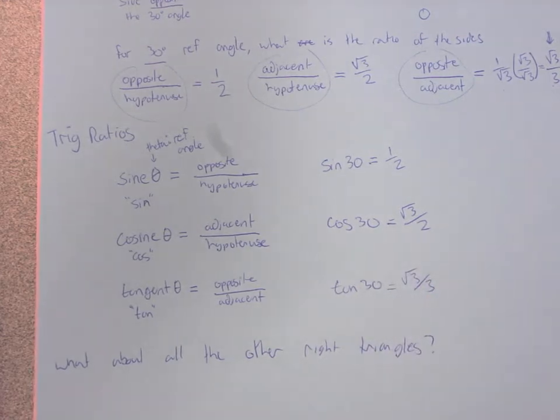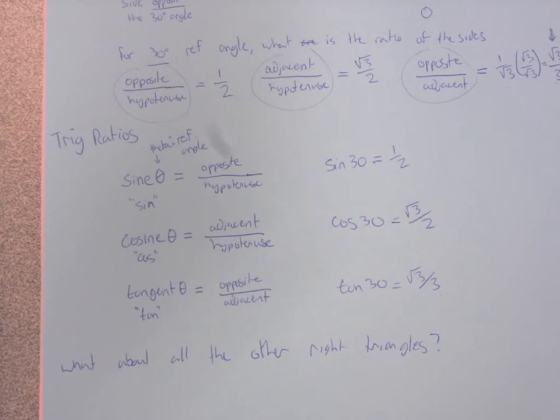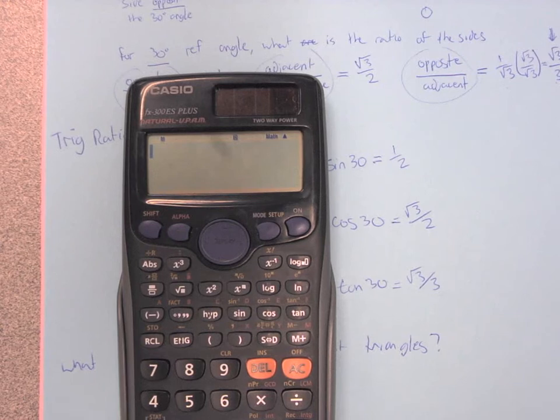There's more than just 30, 60, 90. There's more than just 45, 45, 90. There's all kinds of angles. Well, the good news is your calculator's got you covered, right? I'm going to make you know the two special right triangles because those are pretty common to know.